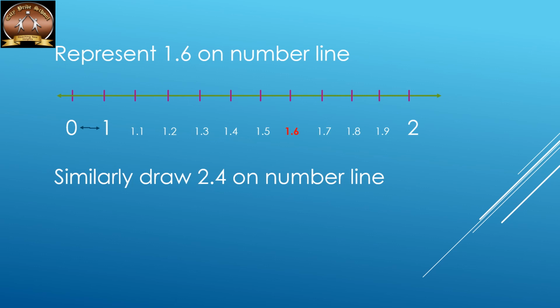Now you can see this squeezed line. You must be wondering why it is a squeezed line. See, the distance between 1 and 2, I have enlarged it, to mention our decimal over there, 1.6. So for that, I have to squeeze the distance between 0 and 1, and we want that part between 1 and 2 to enlarge, to show our decimal on the number line. Similarly, I wish you try to draw 2.4 on the number line.